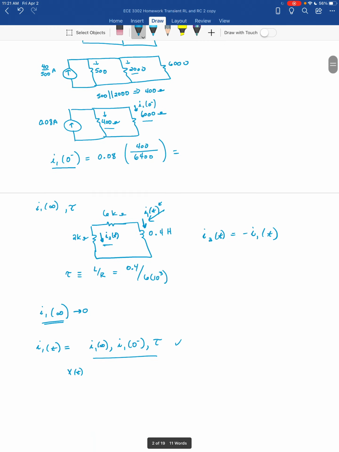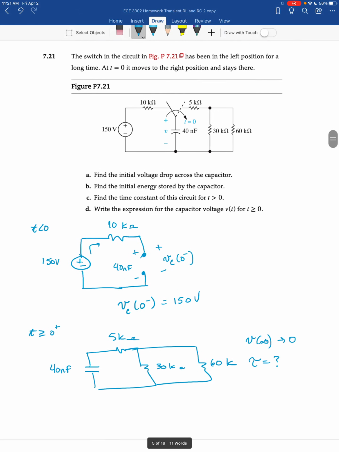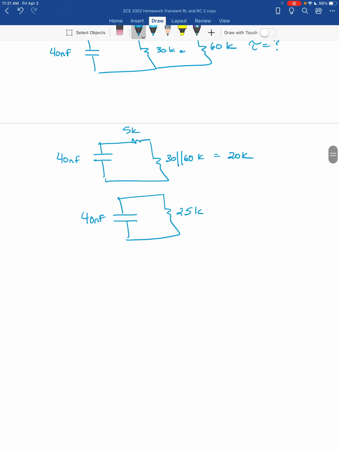And now I've got my circuit reduced to a single capacitor and a single resistor. So now I can calculate tau. It's just going to be R times C, going to be 40 times 10 to the minus 9, times 25 times 10 to the third. Okay, and I'll let you finish from here.